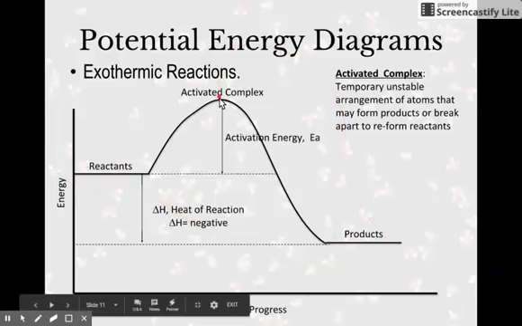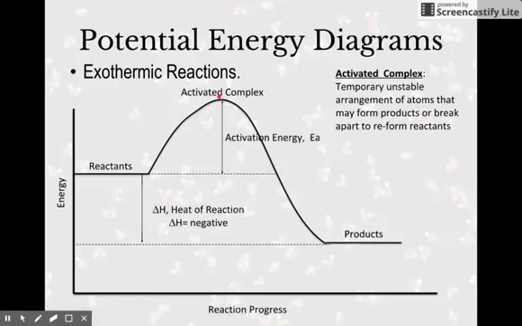The top of this hill is called an activated complex. When our molecules collide, they actually form this intermediate molecule, and we call it the activated complex. It's temporary, it does not last very long, and is very unstable. It's the arrangement of atoms that form as the reactants break, but before the products can reform. So the activated complex is at the top of this peak on our curve.